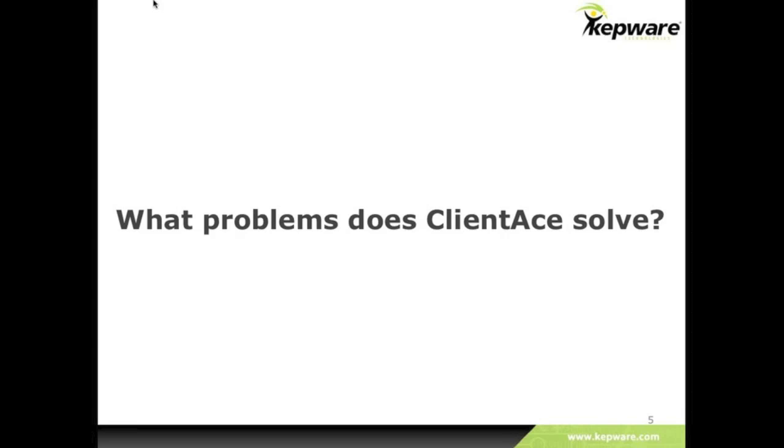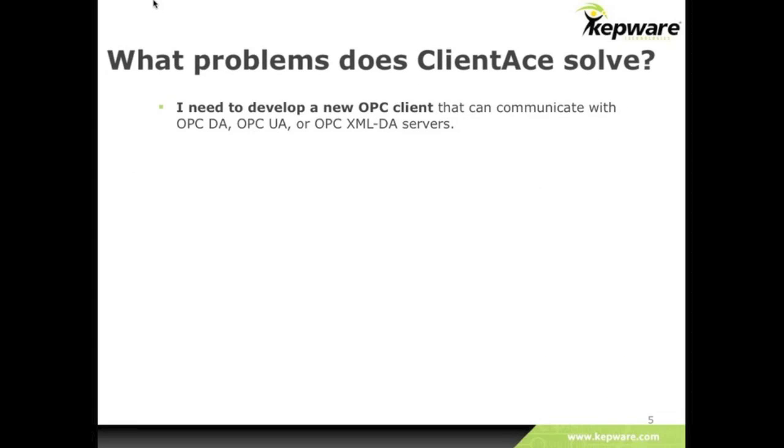Now here's the big question. We know what ClientAce is, right? It integrates with Visual Studio to allow you to do that client programming. But why do you use it, and for what problems could you use it? For what scenarios? So the first one is pretty straightforward, right? You just need to develop a new OPC client, and it needs to have DA or UA or XML-DA connectivity to those servers.